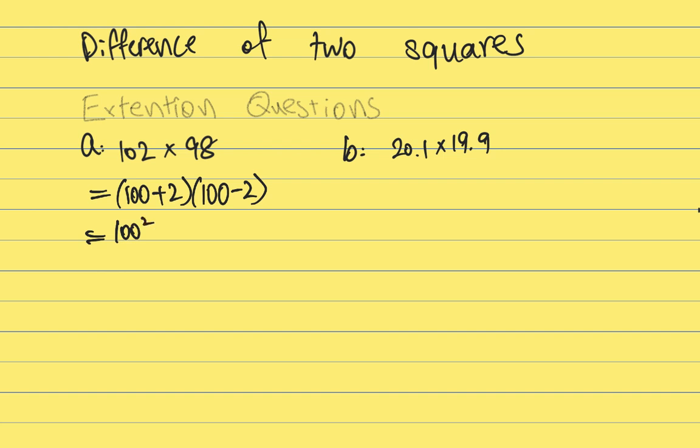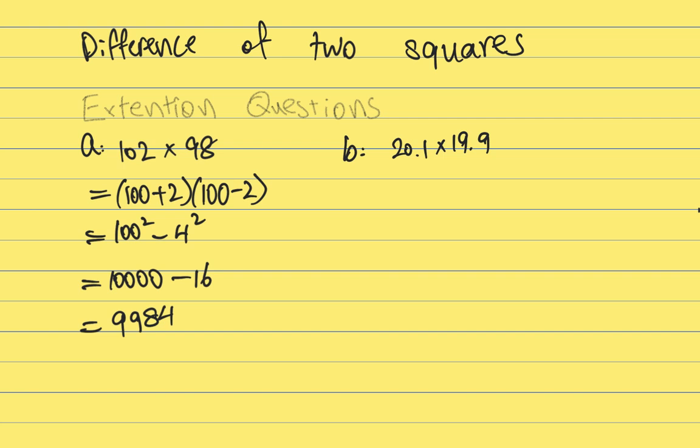100 squared minus 2 squared, which equals 10,000 minus 4. Then we use our calculator. 10,000 minus 4 equals 9,996.